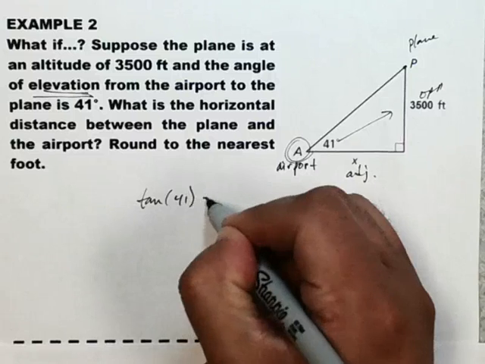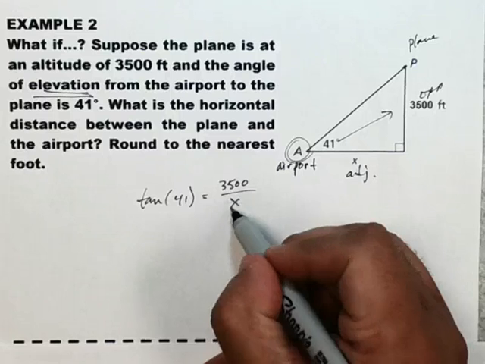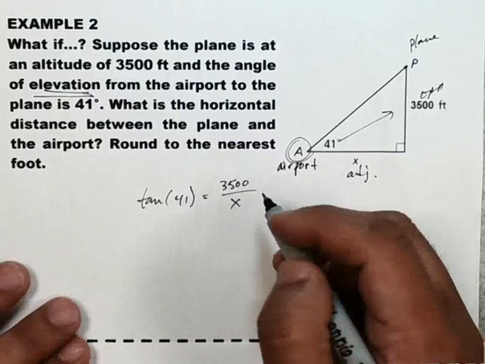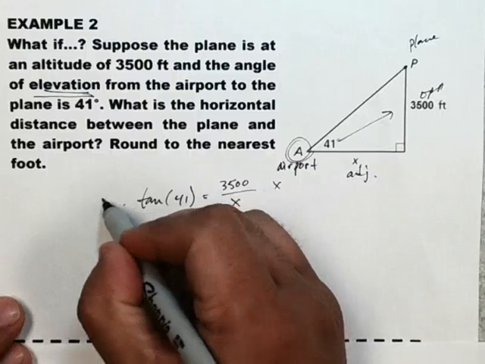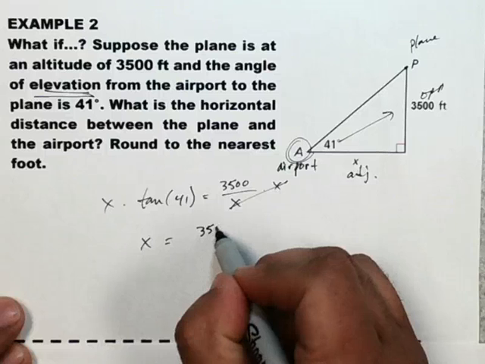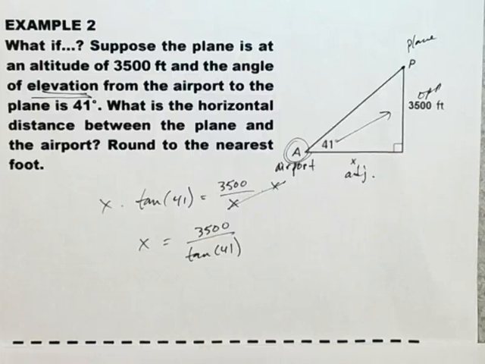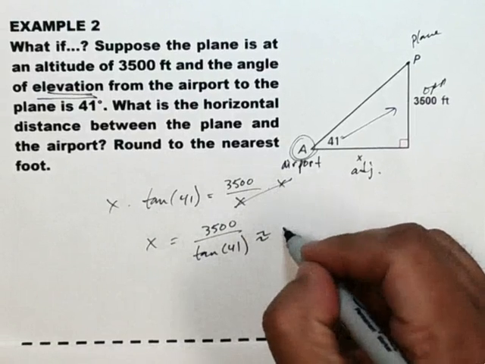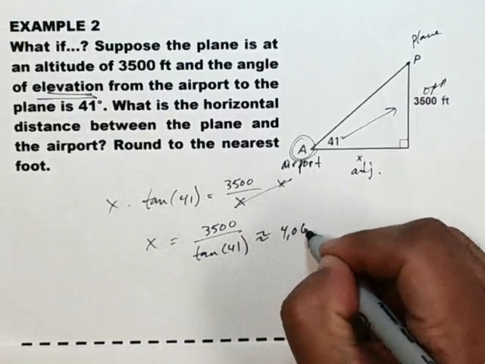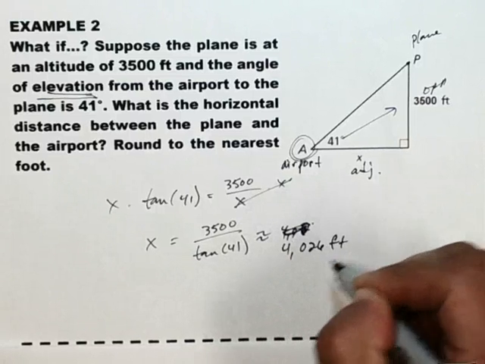So again, that's the tangent function. So tangent of 41 is equal to 3,500 over x. All right, multiply both sides by x. And x is going to be equal to 3,500 divided by the tangent of 41. Okay, so rounded to the nearest foot, that gives me 4,026 feet.